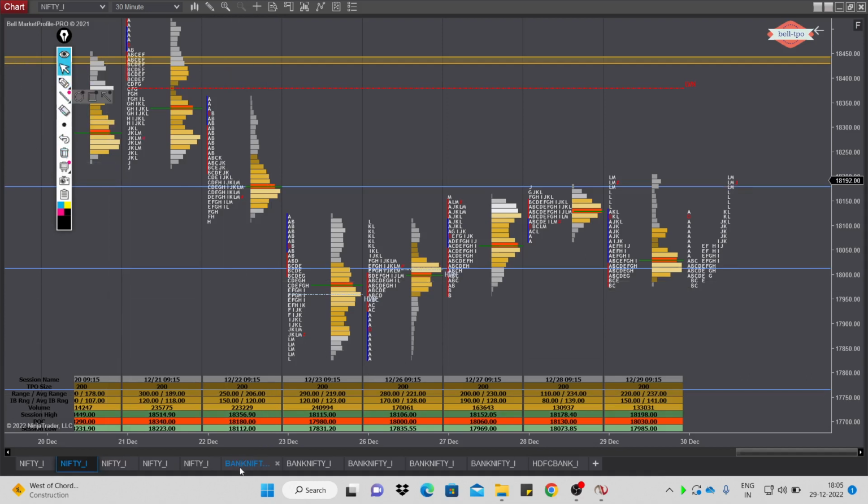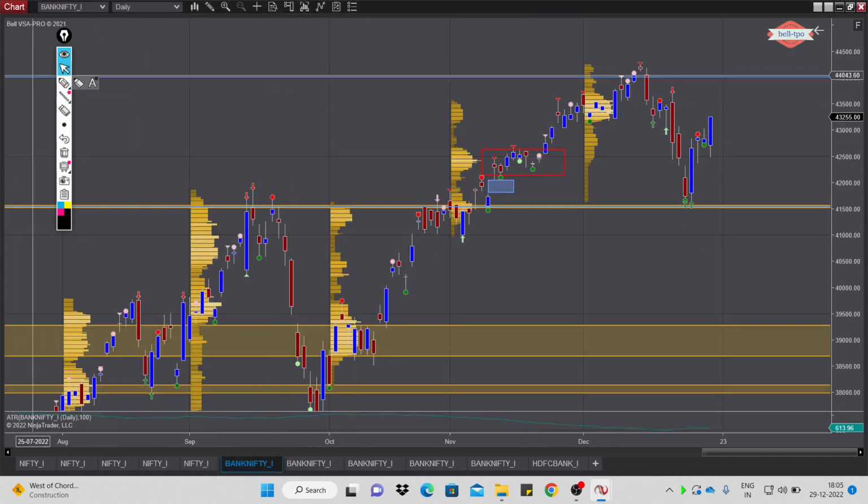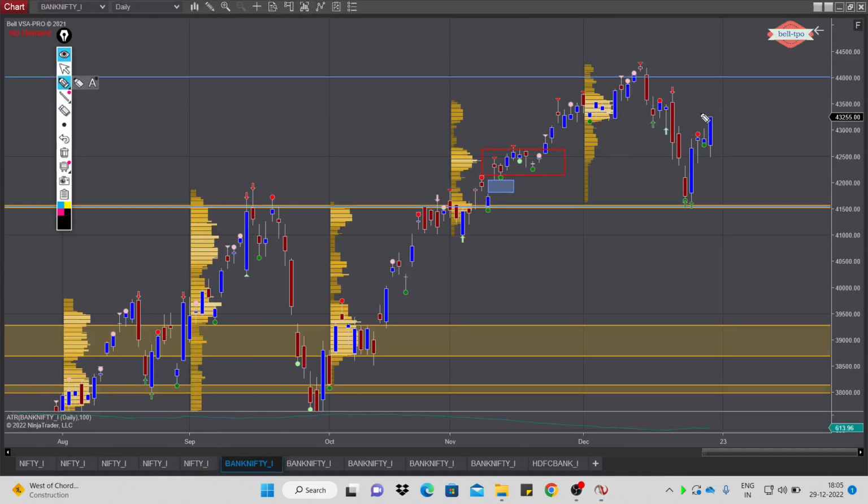So let's get into the Bank Nifty daily chart. Again in Bank Nifty we can see a nice, big green candle today. One important observation we have to make here is that we are approaching the zone where sellers were previously active. You can see here a lot of volume is attached.